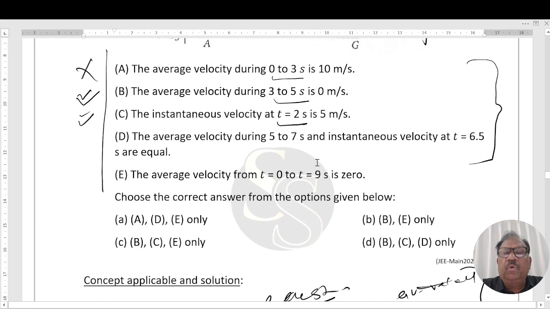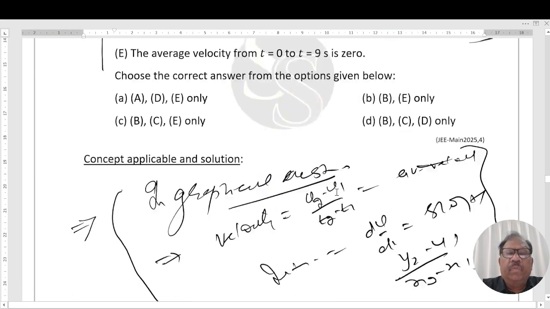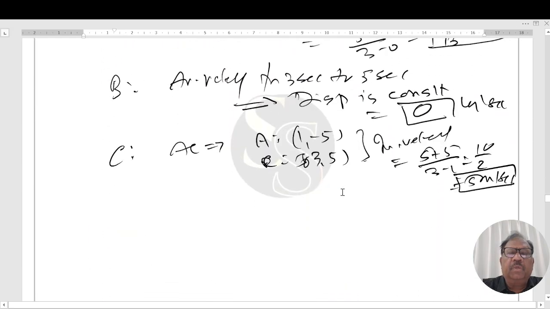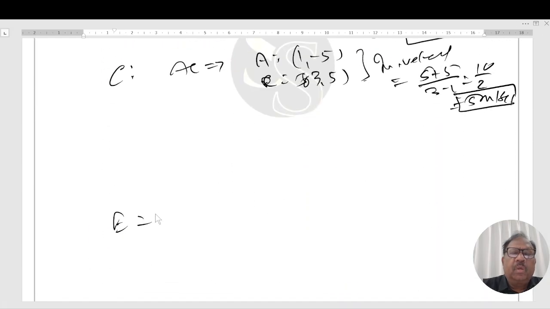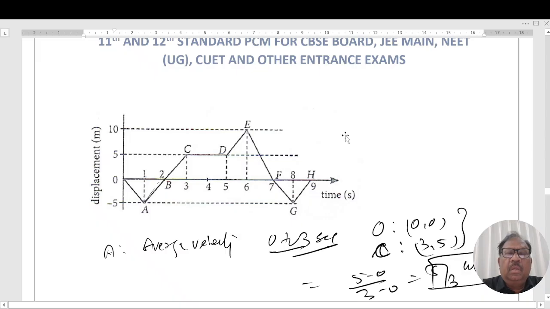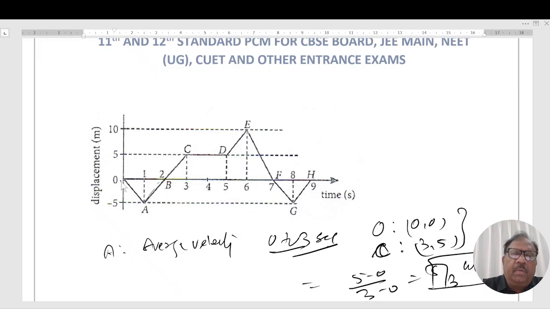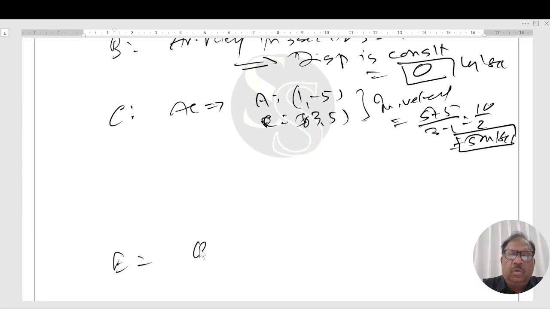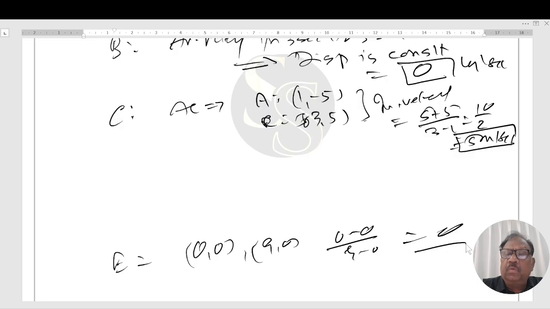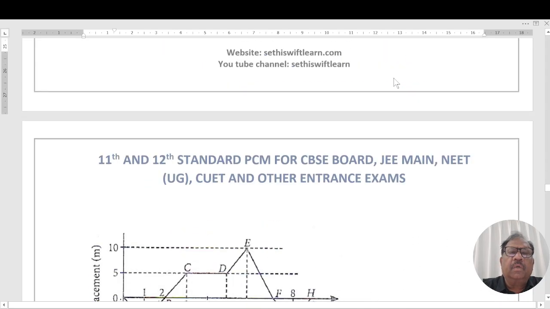The average velocity from 0 to 9 seconds is 0, the E option. The initial point is O and the final point is H, so the coordinates are 0, 0 and 9, 0. 0 minus 0 divided by 9 minus 0 comes out to 0. E option is correct.